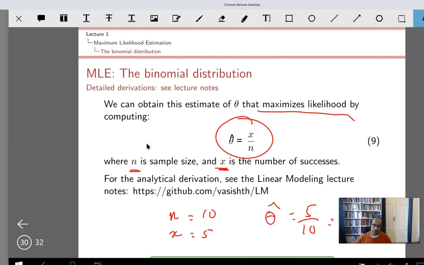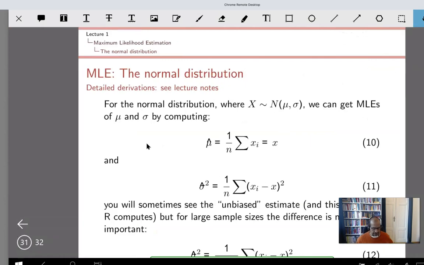Okay, now this result seems very magical. I mean, just from some data you can get the maximum point in your likelihood function, but it can be proven analytically. It's a very simple analytical proof. It's provided in my lecture notes, in the linear modeling lecture notes, which I don't expect you to read. You can just trust me on this fact that this is the maximum likelihood estimate. But if you're curious, you can see the derivation. It requires some calculus. That's why I'm not discussing it in this course. Okay. All right.